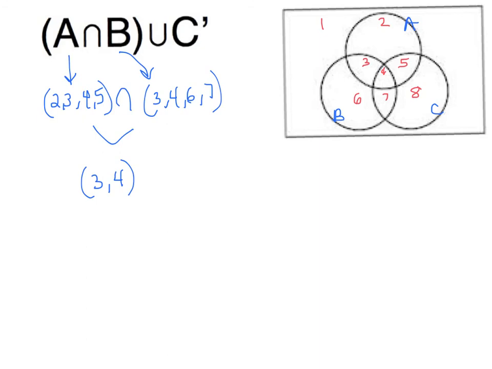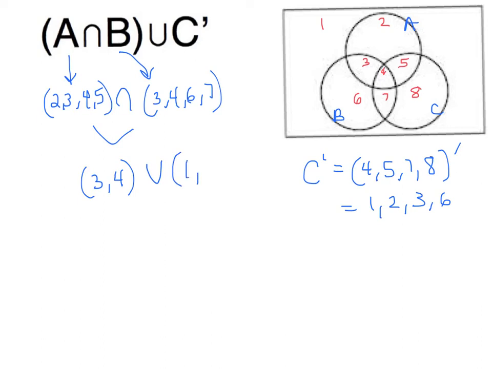But we're not done, because now we need to take the union with C prime. So again, in order to find C prime, and the truth is we can do this on the side if we want to, C prime is going to be everything that is outside of C, and C is made up of 4, 5, 7, and 8. So if we look at the prime of 4, 5, 7, and 8, we're going to end up with 1, 2, 3, and 6. And so when we have 3, 4, we're going to look at that together with 1, 2, 3, and 6, because that is now what C prime is.